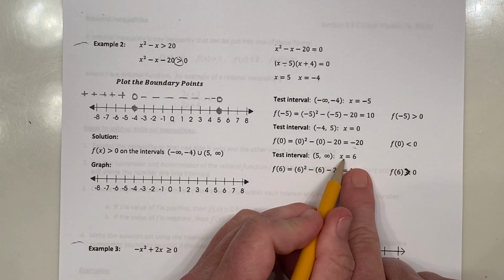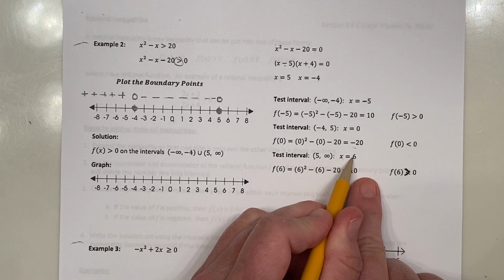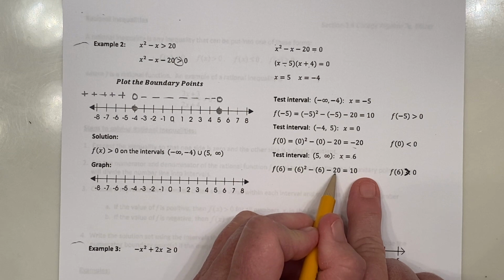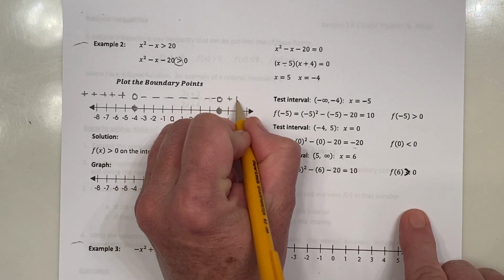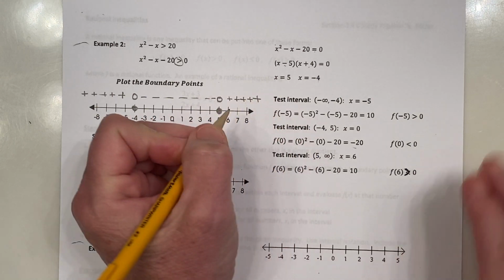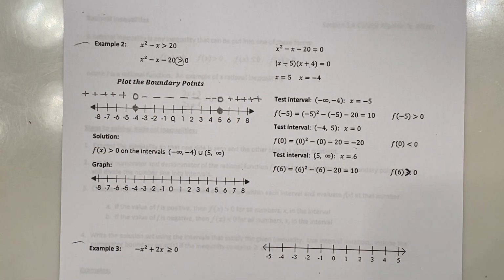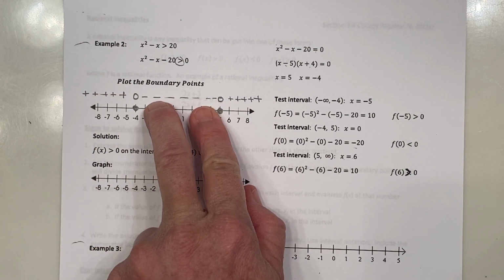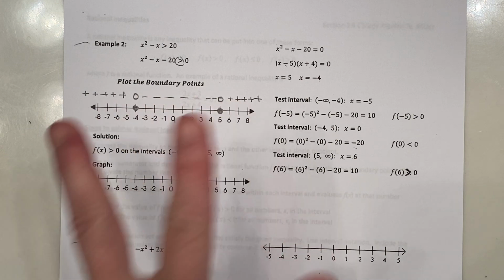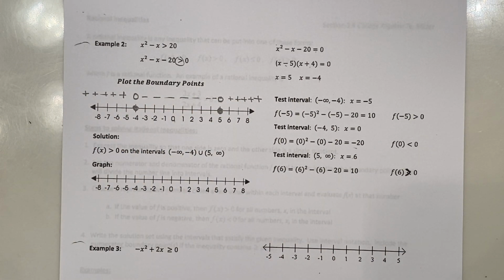The last test interval is 5 to infinity, so let's just choose 6, plug it into the equation, and we get a positive number, so we're going to record pluses here. Okay, we're not done until we tell somebody what the answers are. The answers are going to either be the positive solutions or the negative solutions.